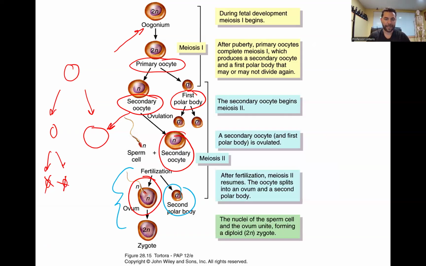Neither here nor there. The key thing is that egg should have 23 chromosomes when it fuses with the 23 chromosomes of the sperm. 23 plus 23 equals 46, and this is a gamete. But the egg that is ovulated is called a secondary oocyte, right? So you can see a couple key things here. Obviously, we'll talk about it more in lecture as far as fertilization. And that's your oogenesis.